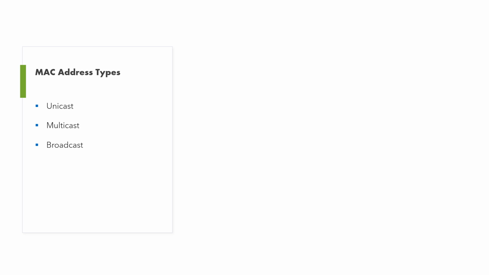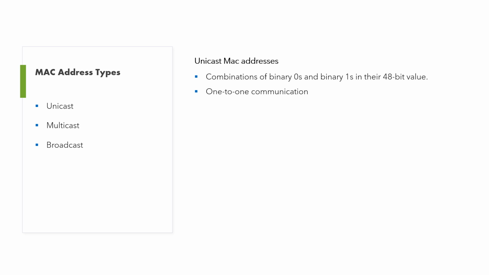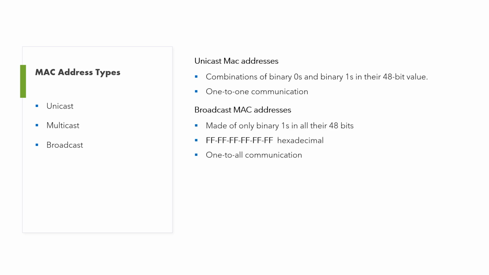There are unicast, multicast, and broadcast MAC addresses. A unicast MAC address is made of a combination of 48 binary ones and zeros. It is used for one-to-one communication. A broadcast MAC address is made of 48 binary ones. It is used for one-to-all communication. Multicast is used for one-to-a-group communication within all.